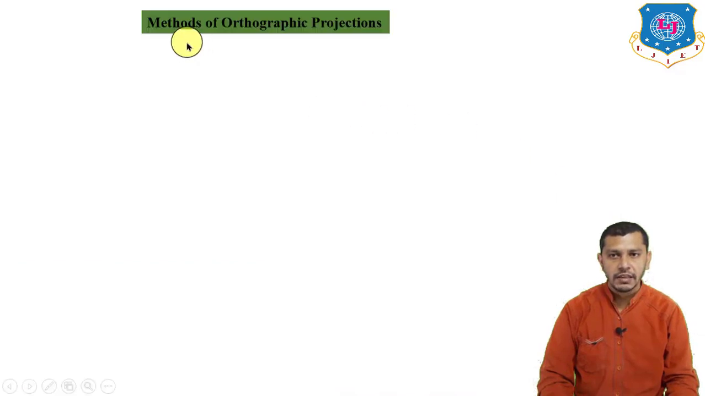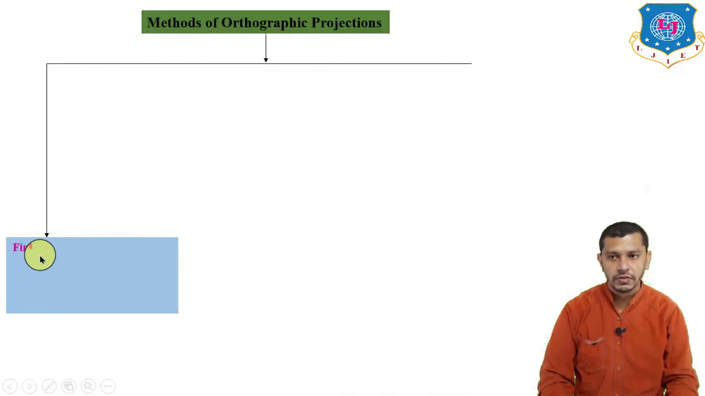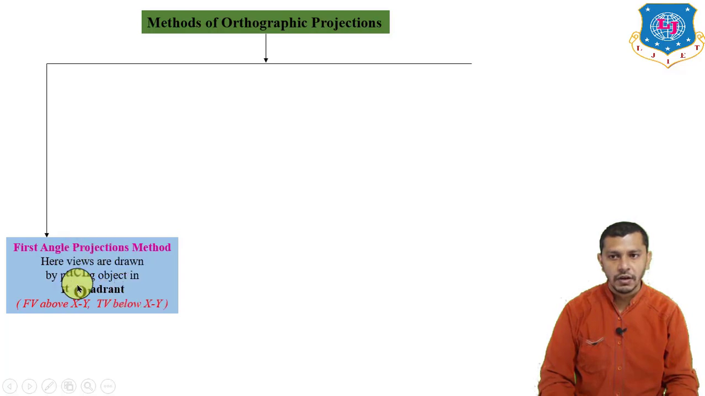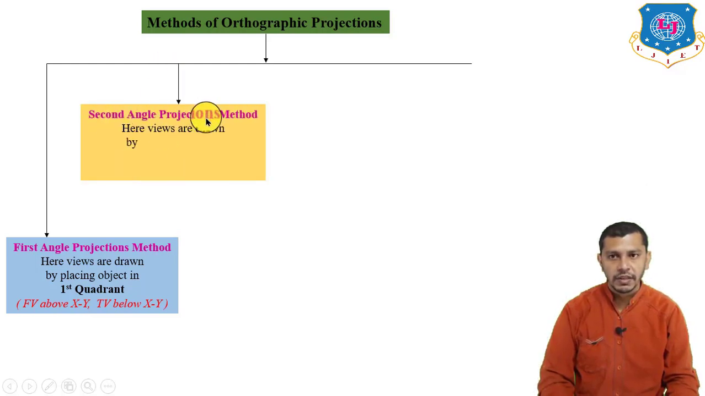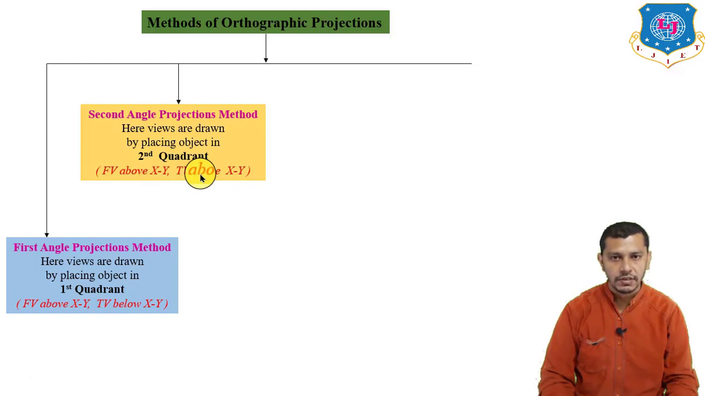Now let us discuss the methods of orthographic projections. First is the first angle projection method. Here views are drawn by placing the object in the first quadrant. So if we place the object in the first quadrant, we will get the front view above the XY reference line and the top view below the XY reference line. Then the second angle projection method. In the second angle projection method, the views are drawn by placing the object in the second quadrant. So if we place the object in the second quadrant, we will get the front view above the XY reference line, and the top view also above the XY reference line.